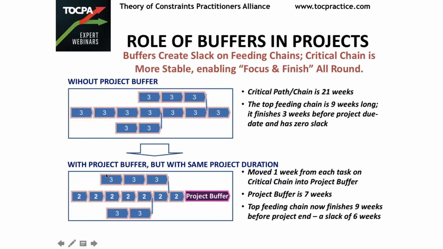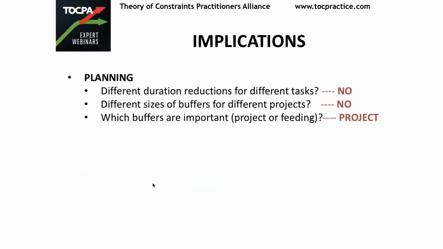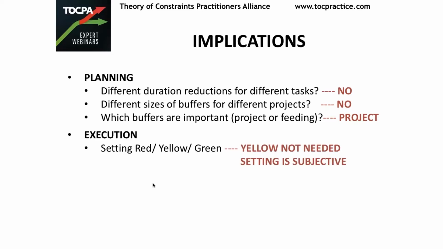But feeding buffers are also important. But if I have to choose between one or the other, I would say project buffers are more important. In execution, red, yellow, green, right? In practical terms, I have not been able to find any benefit of a yellow, because it's as if when you see the yellow project, then you start preparing, watching it more closely, and then preparing for buffer recovery just in case it goes into red. So yellow is actually kind of a wasted color in the context of projects.